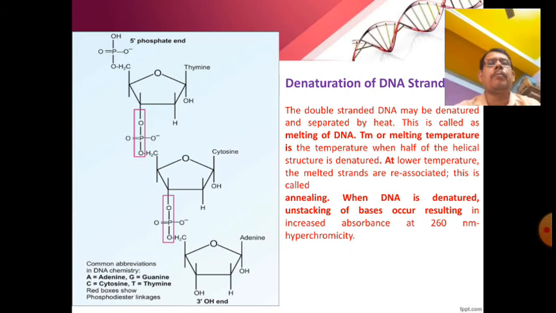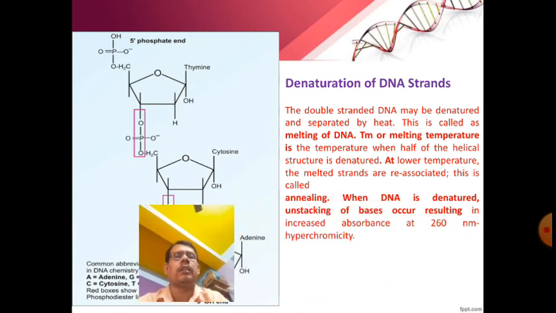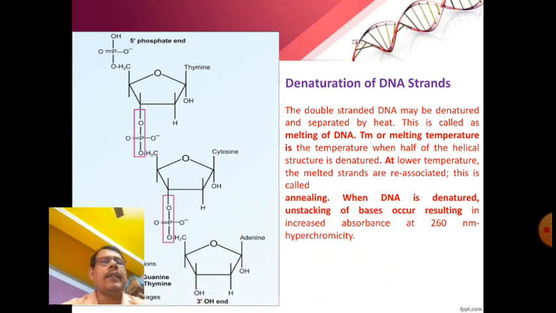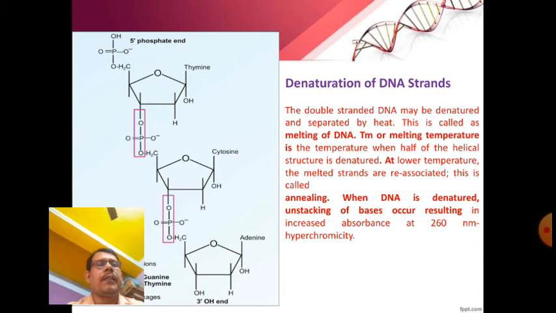Now, the denaturation of DNA. The double-stranded DNA may be denatured or separated by heat, and this is called the melting temperature, or Tm. In chemistry, when a solid substance melts, it is called the melting temperature. In the case of DNA, when it is melted by heat or surfactants, that is also called the melting temperature. When the strands separated at lower temperature come back together and reassociate, it is called annealing.